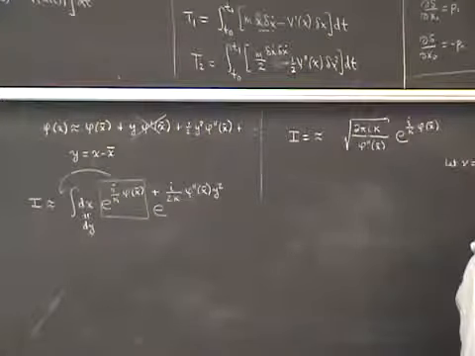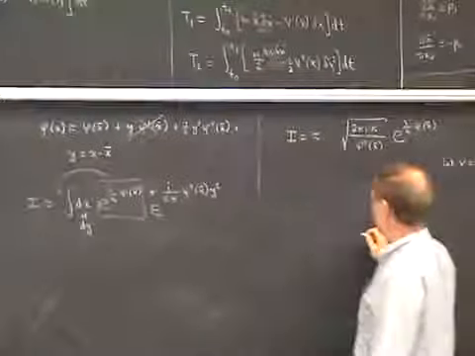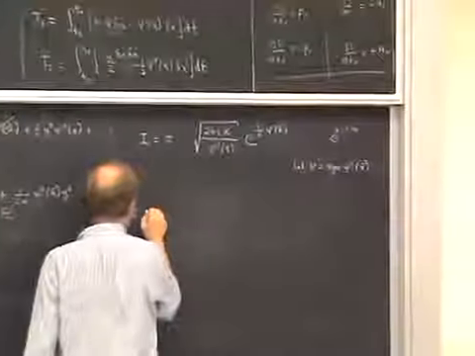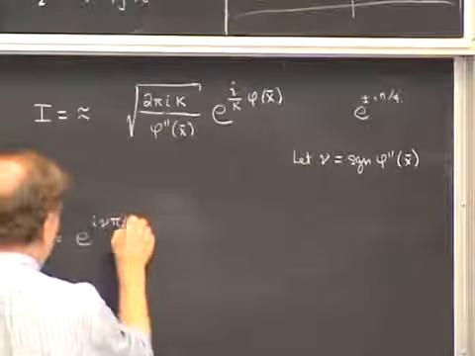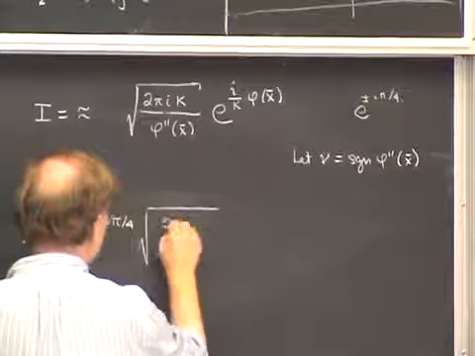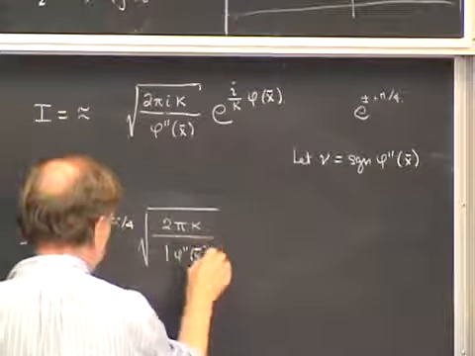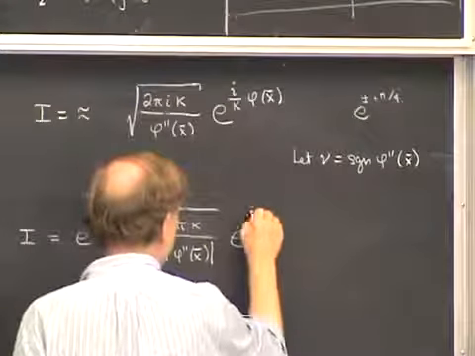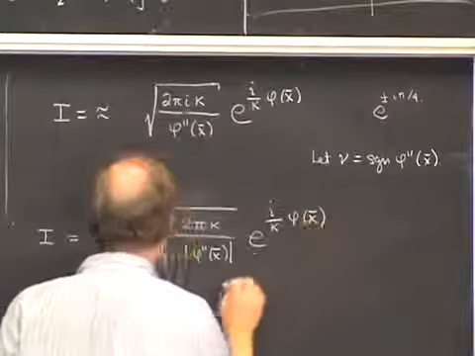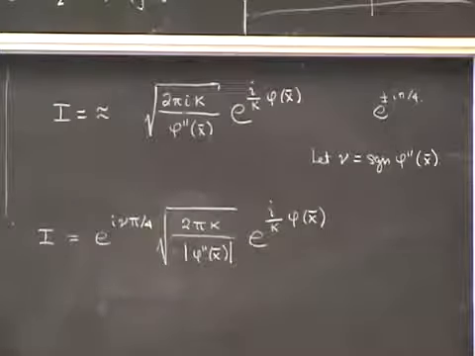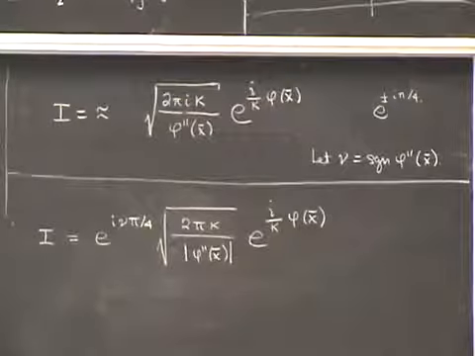Let's do this. Let's let nu equal the sign of phi double prime at the stationary phase point, and then rewrite this way, to say I is equal to e to the i nu pi over 4, the square root of 2 pi kappa divided by the absolute value of phi double prime evaluated at the stationary phase point, times e to the i over kappa phi evaluated at the stationary phase point. And this is a better version of the answer because it's clear about the phases.